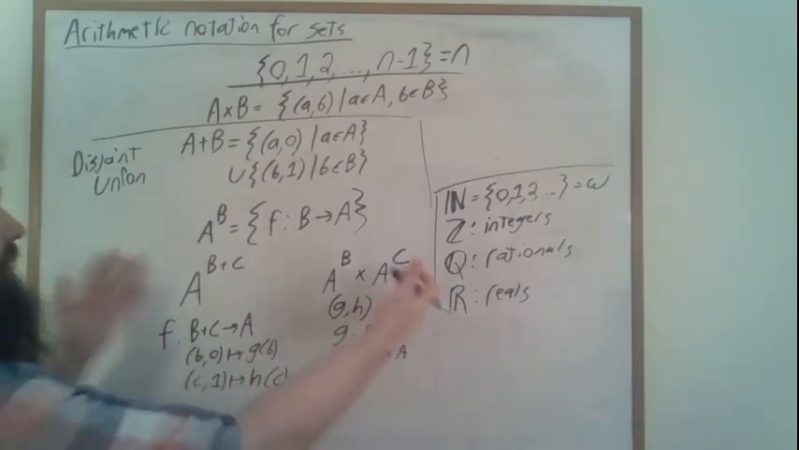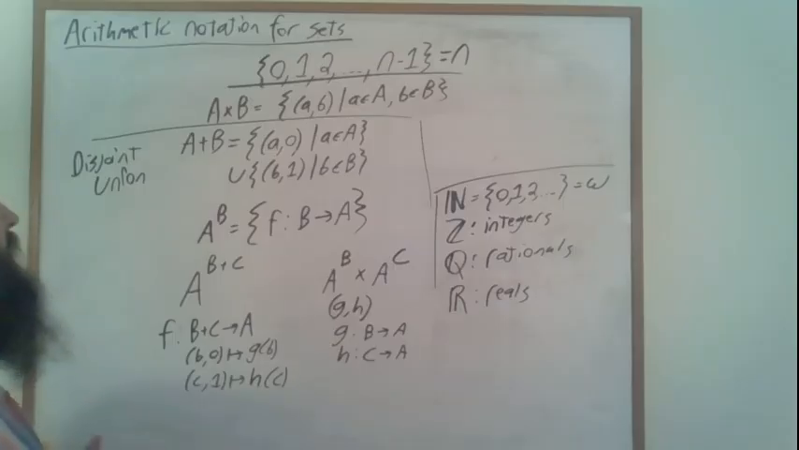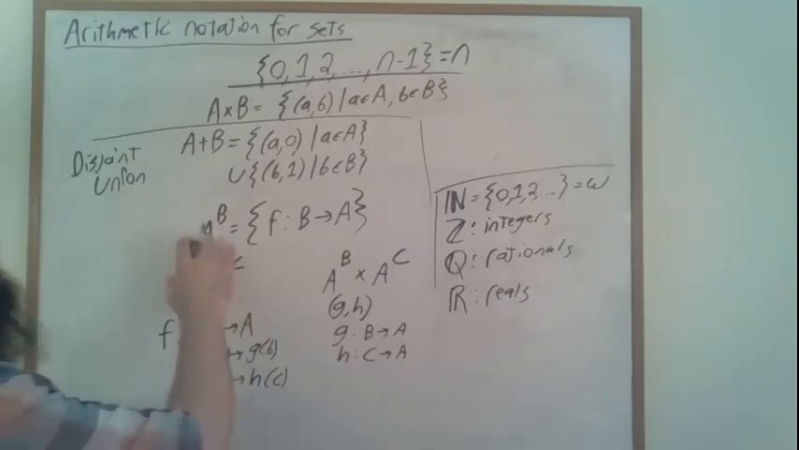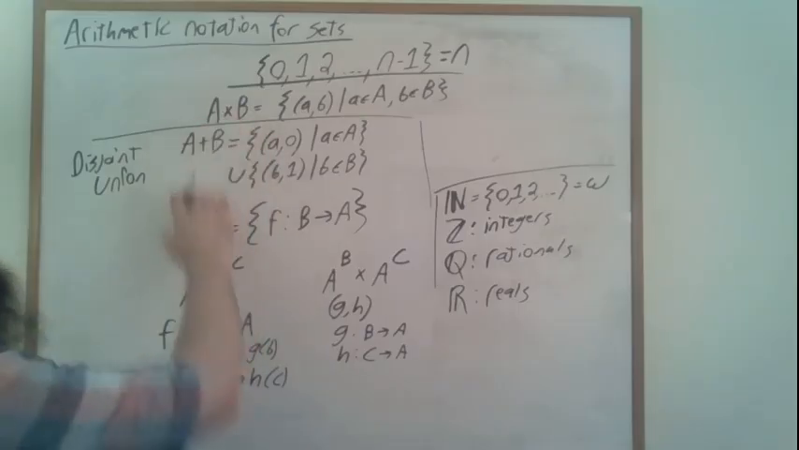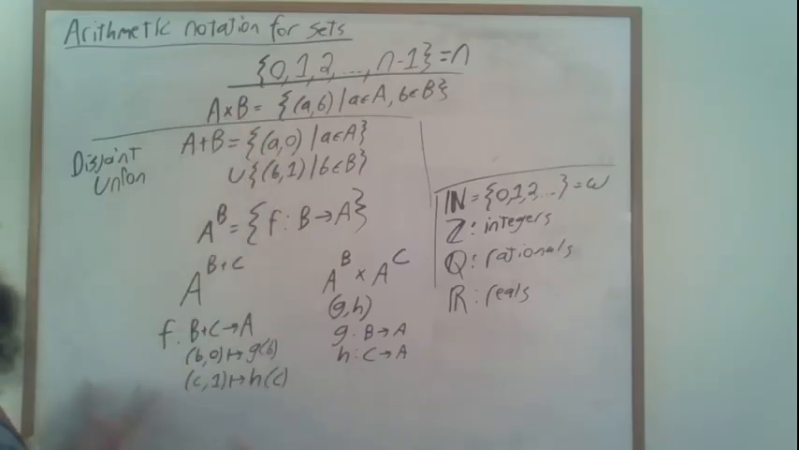And so we see that these two sets really do correspond to each other, leading us to believe that this really is good compatible notation with the cross product as multiplication and the disjoint union as addition.